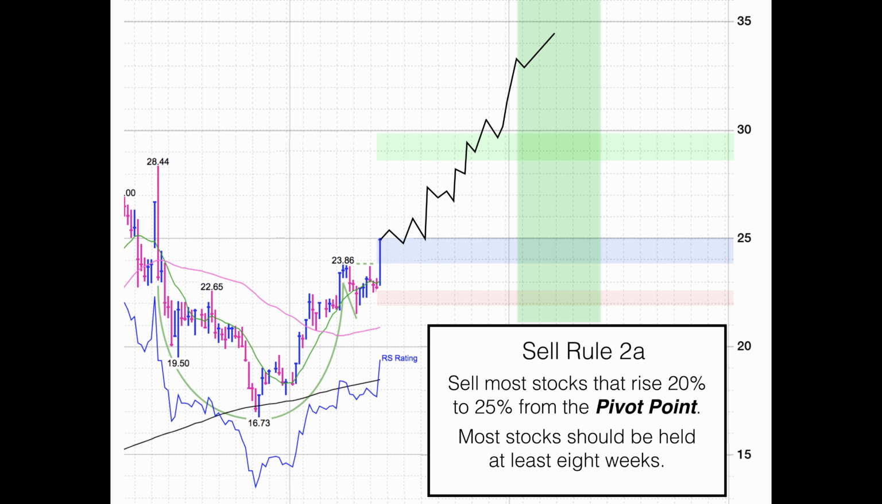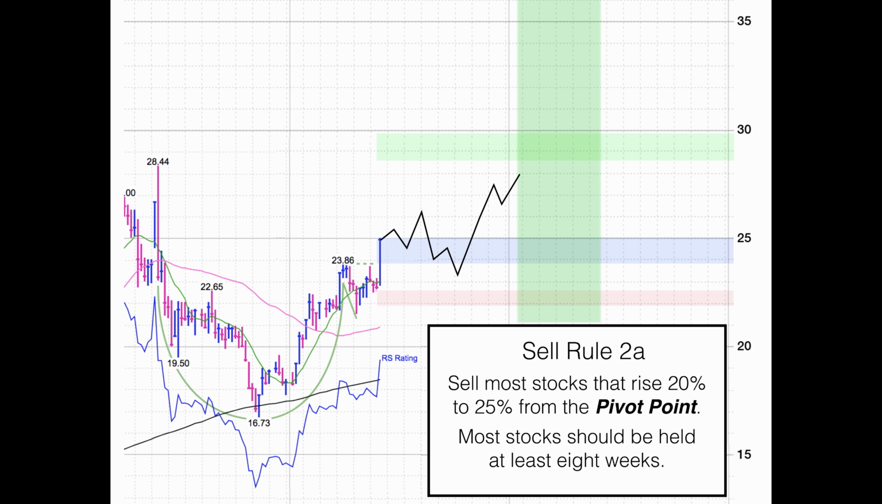The idea is you're hoping that you can get up to here. This is a stock performing well, and in this case, you might get even higher. You might get a 30, 35% gain. Okay? So you want to try to give it 8 weeks. This is 25+% in 8 weeks. That's the sell target, according to sell rule 2 with 2A attached.